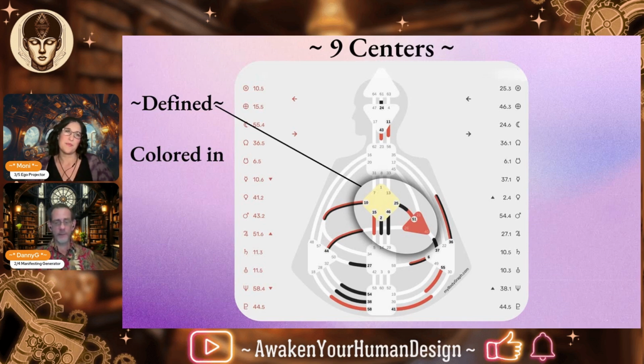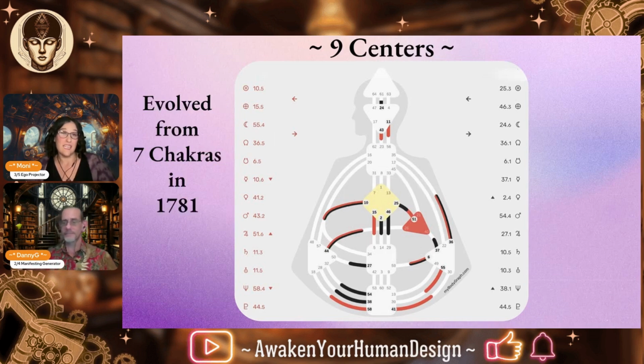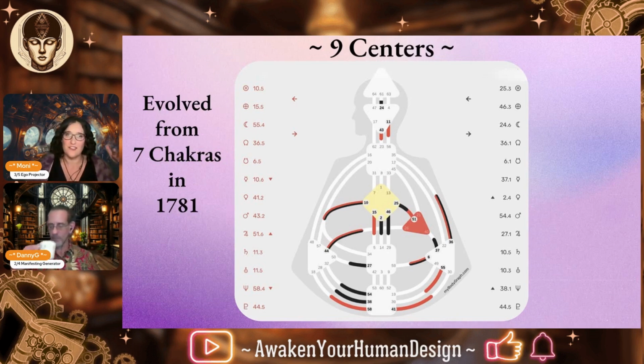A life force can only exist between two centers, not within one center. That's a rule. And only a life force can create a defined center, a center that is now defined and always active. And the nine centers evolved from the seven chakras in 1781, just as a side note. We do have a future episode going from the five-centered Neanderthals into the seven-centered humans into the nine-centered transitory species that we are. I just wanted to bring that up: why are there nine? I've heard of the chakra system. What is that connection? Basically, we just evolved from seven to nine in 1781.